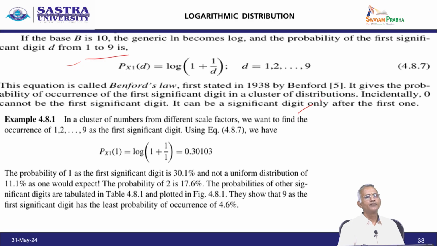Now, we have an example. In a cluster of numbers from different scale factors, we have occurrences of 1 to 9, and p x1 of 1 is log of 1 plus 1 by 1, which is log 2, and log 2 is 0.3010. So the first significant digit is 1 about 30% of the time, and it is not a uniform distribution of 11.1%. The probability of 2 is 17.6%. The probabilities of the other significant digits are shown in the table, and 9 as the first significant digit has the least probability, 4.6%.